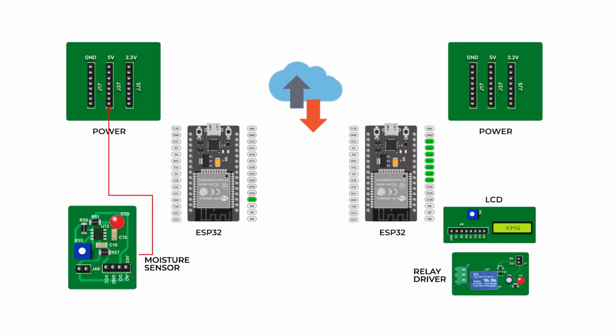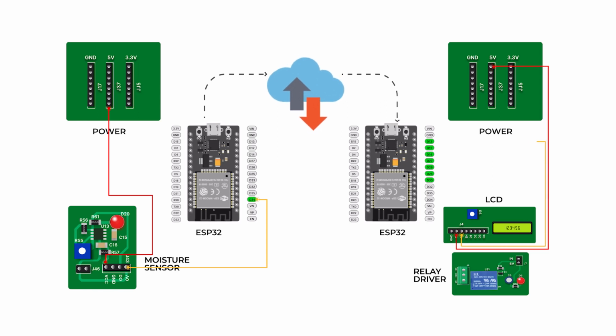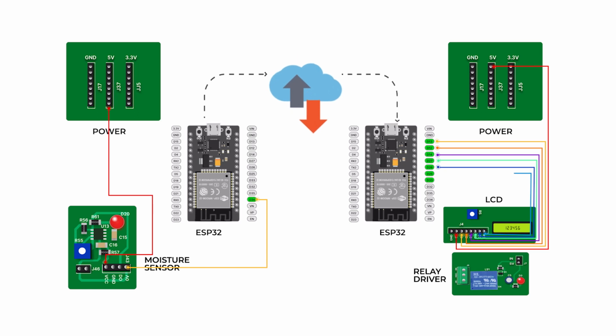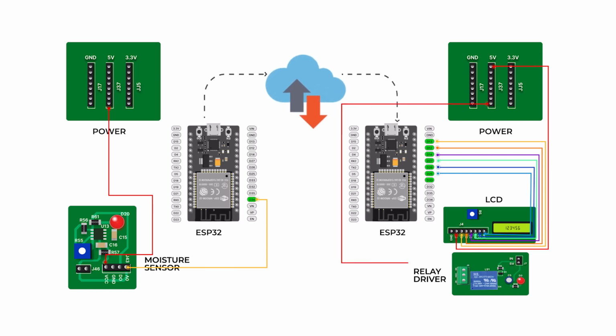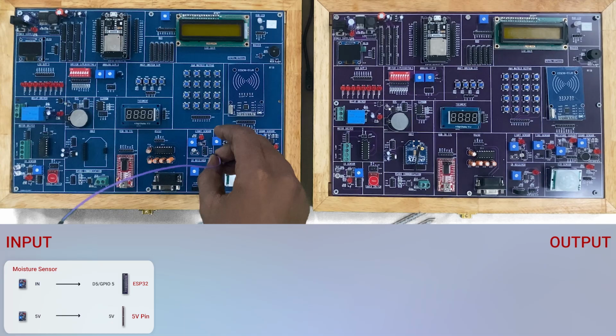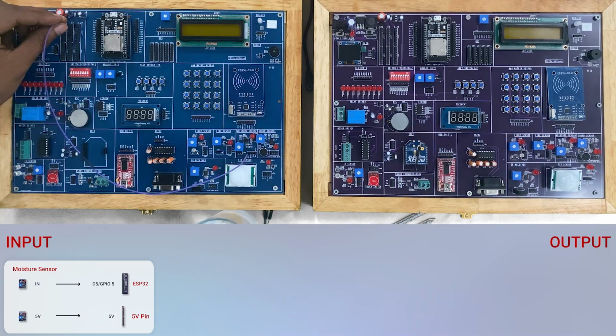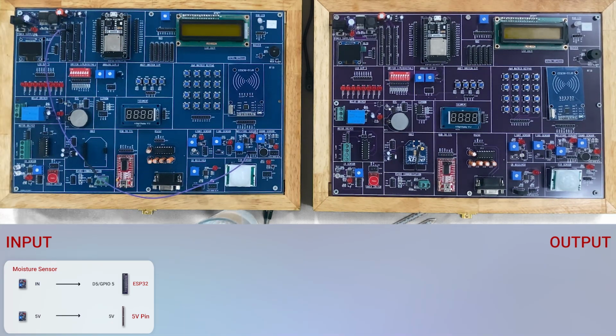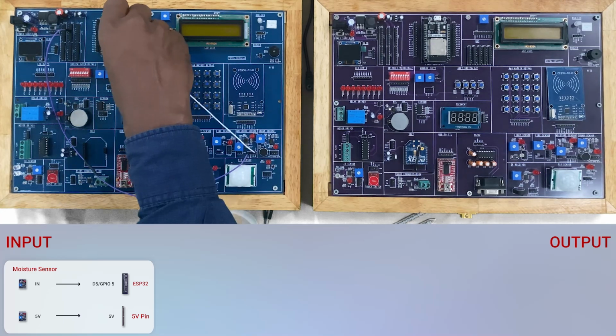Here the circuit diagram shows the actual wire connections being used. Connect the selected input, that is moisture sensor, to the 5 volts power pin and the input pin to the GPIO 39 pin in one kit.